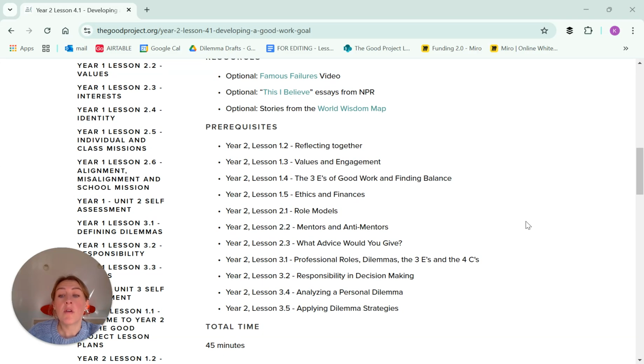Prerequisites are pretty much all the lessons for this year. This is supposed to be coming together and really applying everything that they've learned throughout the curriculum this year to their personal goal for the future.